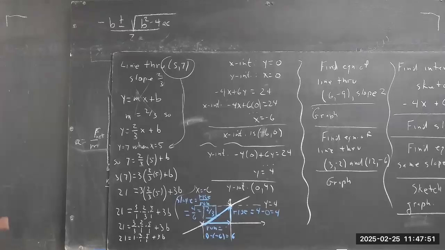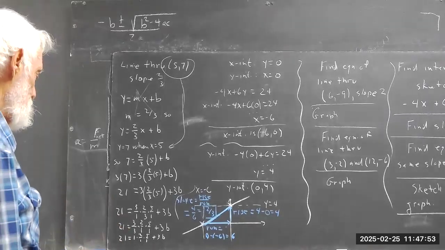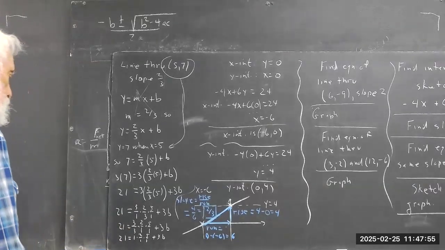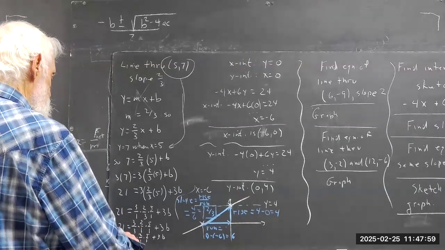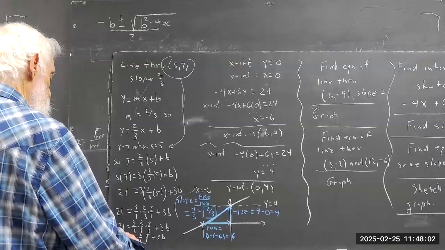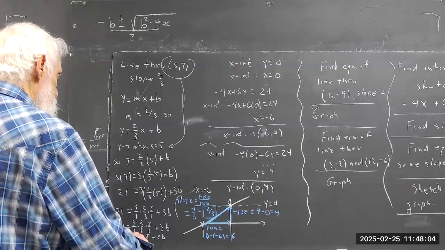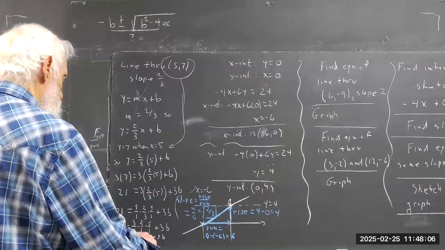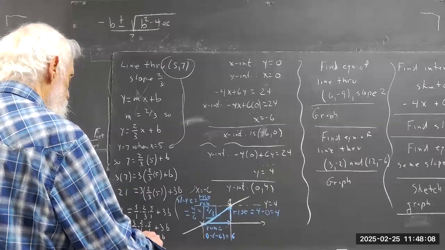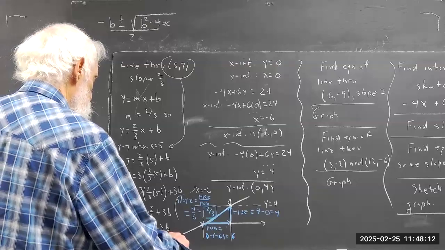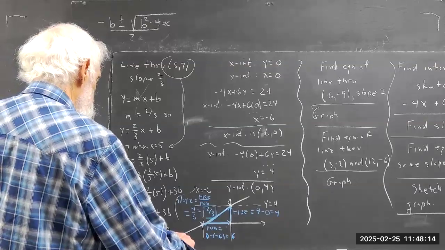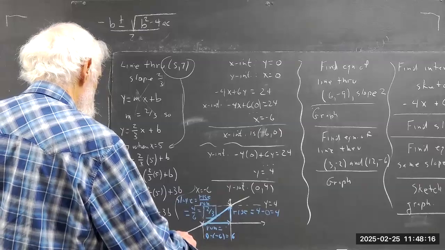Okay? So you can do all this stuff, and you're going to end up with, I'm out of room here, but you get 21 equals 10 plus 3b. And you end up doing the rest of the solution. You get b equals 11/3.